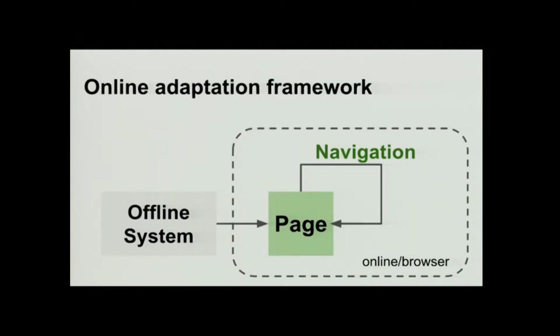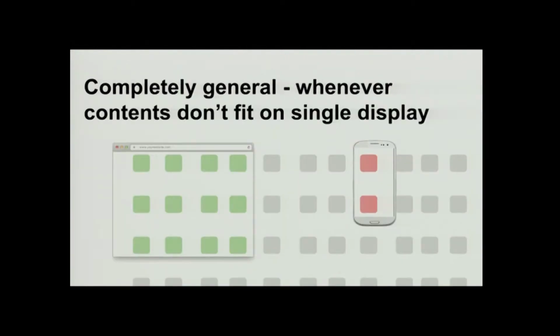In other words, this gives the following framework, an online adaptation framework. We assume there's an offline system that generates a page, and while the users are navigating the page, we use the navigation signal to improve our page in real time. This framework is completely general. It can be applied to cases when the contents don't fit in the page, no matter whether it's a web browser or cell phone, etc. And I think in most cases, this is the case.